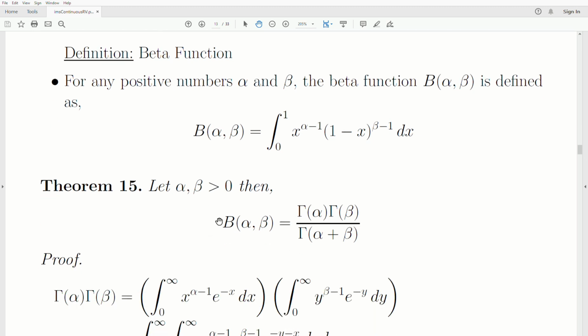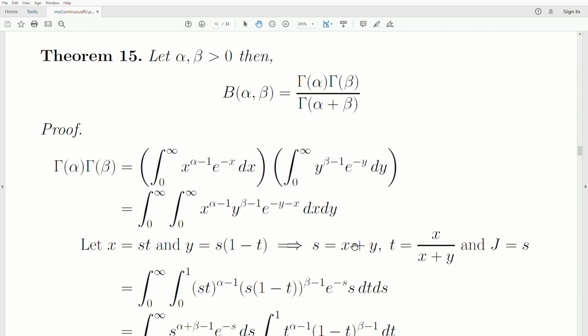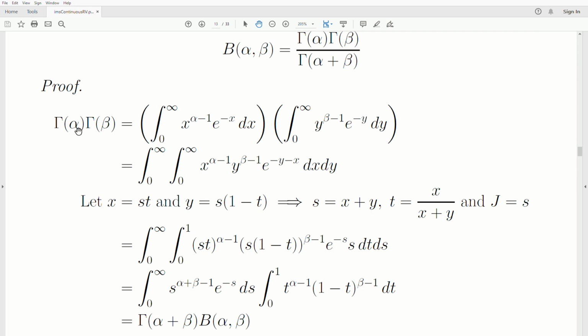Now, let's look at some of the properties. Let alpha and beta be greater than 0, then the beta function is equal to this fraction of gammas: gamma of alpha times gamma of beta divided by gamma of alpha plus beta. And a quick little proof of that is this. If we multiply gamma of alpha and gamma of beta, now the previous video in this playlist, we went over the properties of the gamma function, and it's defined to be these integrals. Now we combine them, it's the product, and we get this.